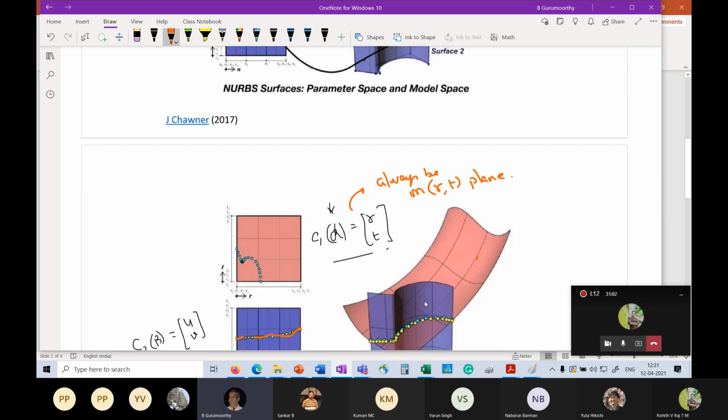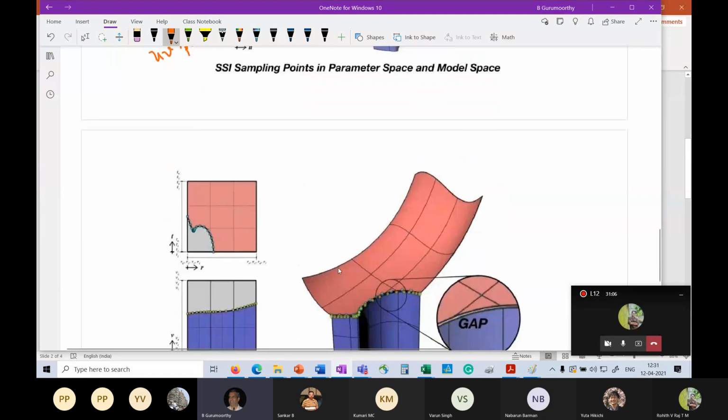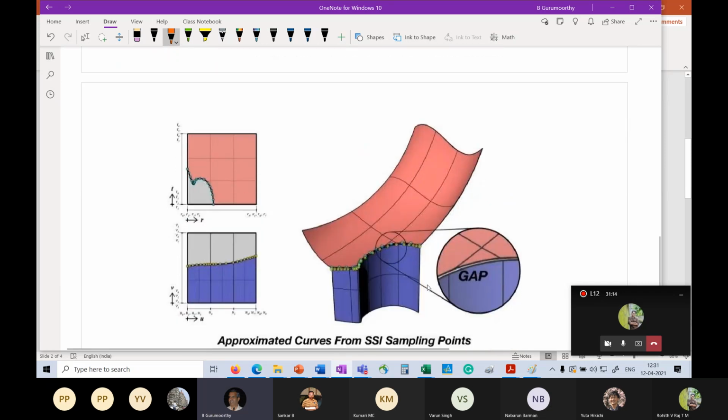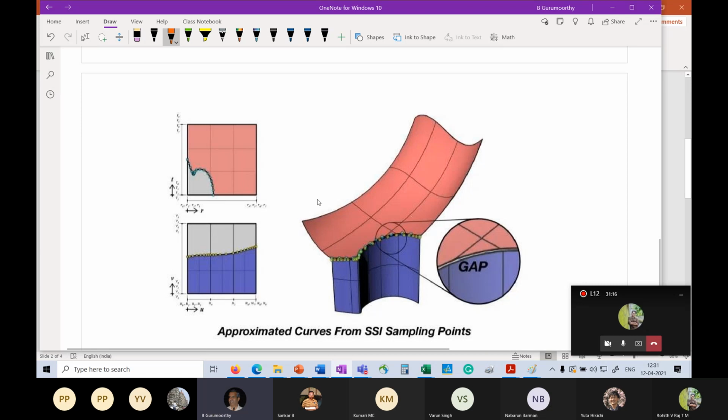The curve will neither lie on this surface nor lie on this surface. And so what we do instead is that we fit a curve in the parametric space and map the points on the curve to the corresponding surface. So I will get two curves of intersection, one lying on the red surface and one lying on the blue surface, and therefore there is a gap between the two intersection curves.